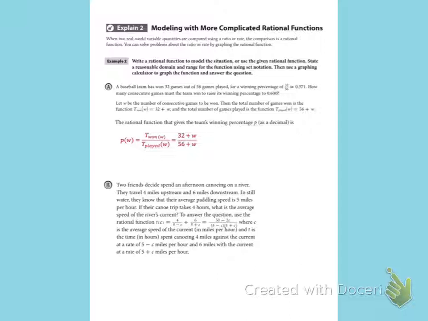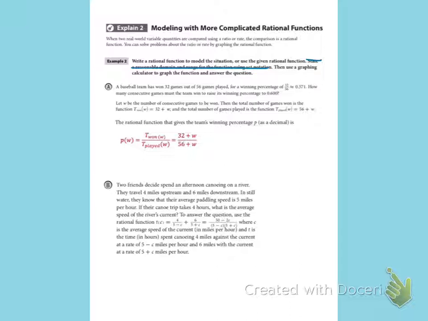So it says write a rational function to model the situation or use the given rational function. In some cases they're going to give it to you, sometimes you've got to write it. We're going to just skip this whole state the reasonable domain and range for the function, but we're going to use our graphing calculator to graph the function and answer the question.